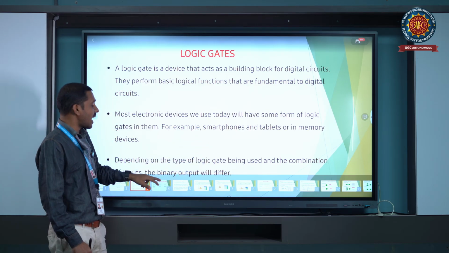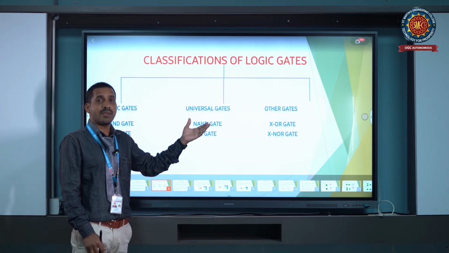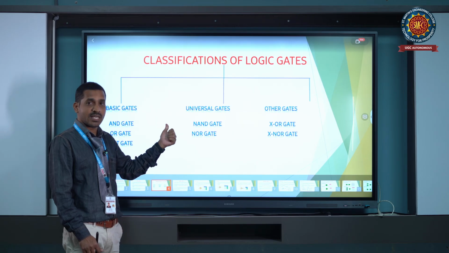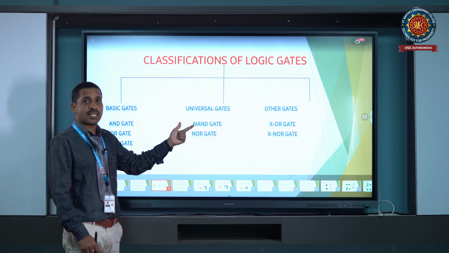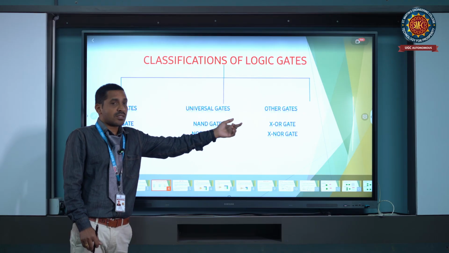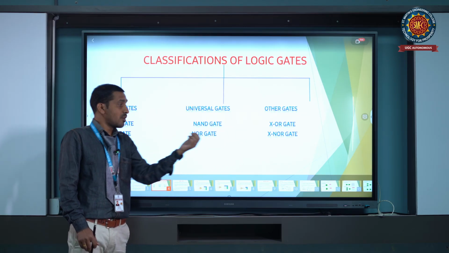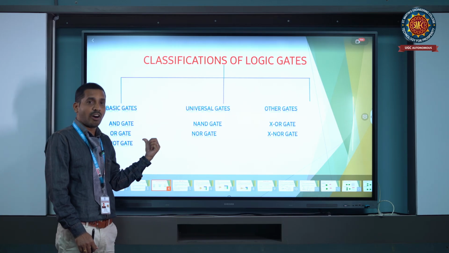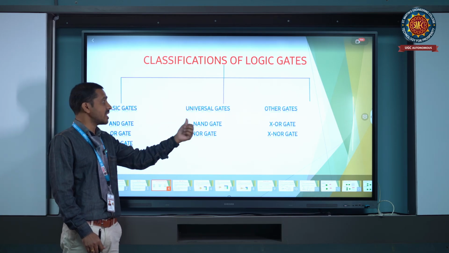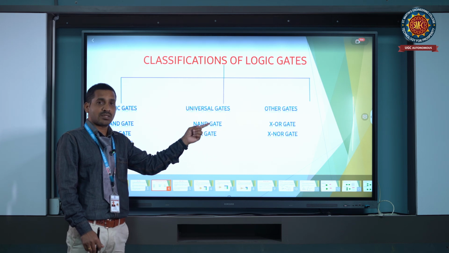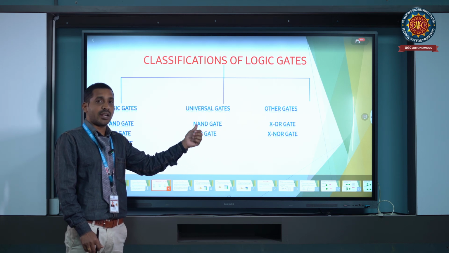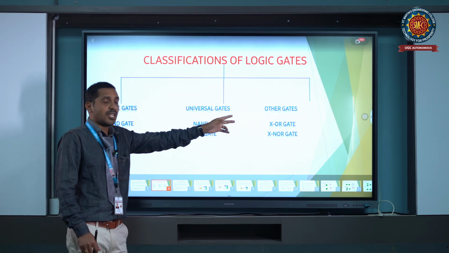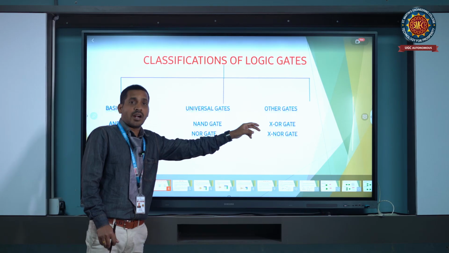Next is the classification of logic gates. You basically use three types of logic gates. The first is basic gates, the second is universal gates, and the third is other gates, or exclusive OR gates. Basic gates are of three types: AND gate, OR gate, NOT gate. Universal gates are of two types: NAND gate and NOR gate. The other gates, the exclusive OR gates, are two: XOR gate and XNOR gate.